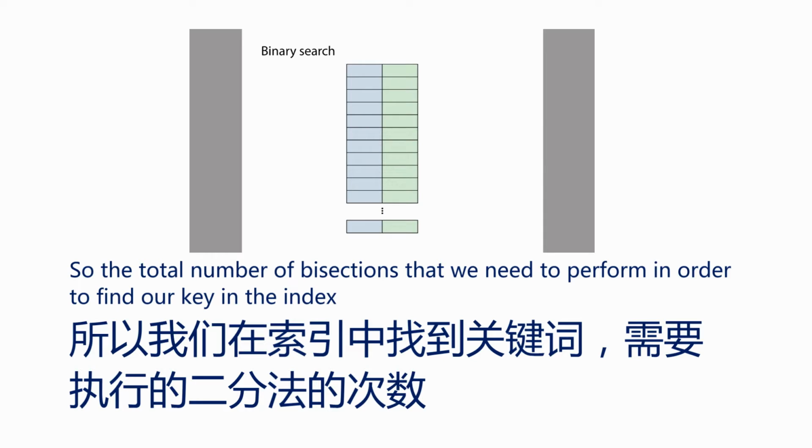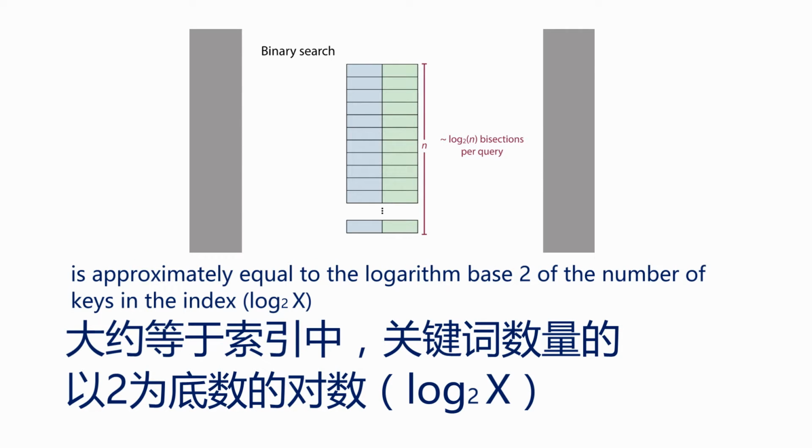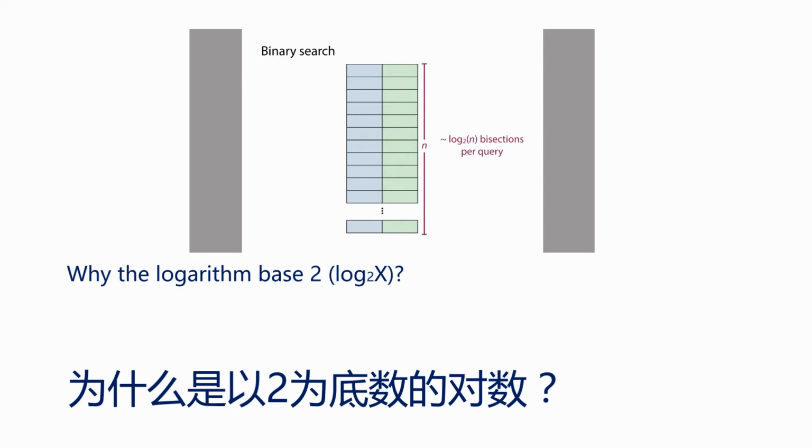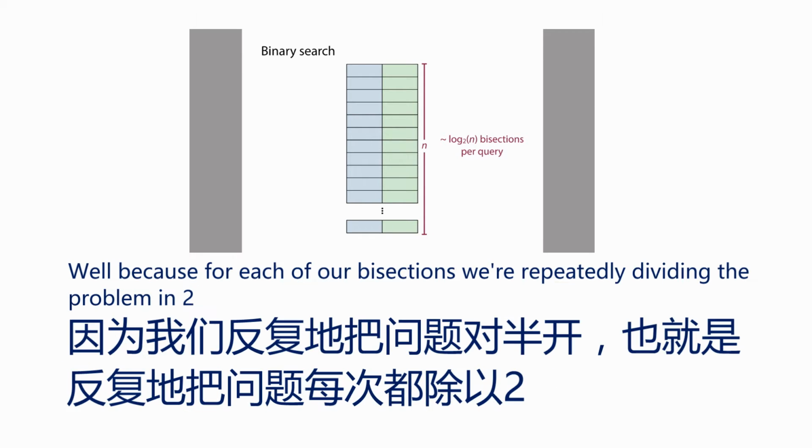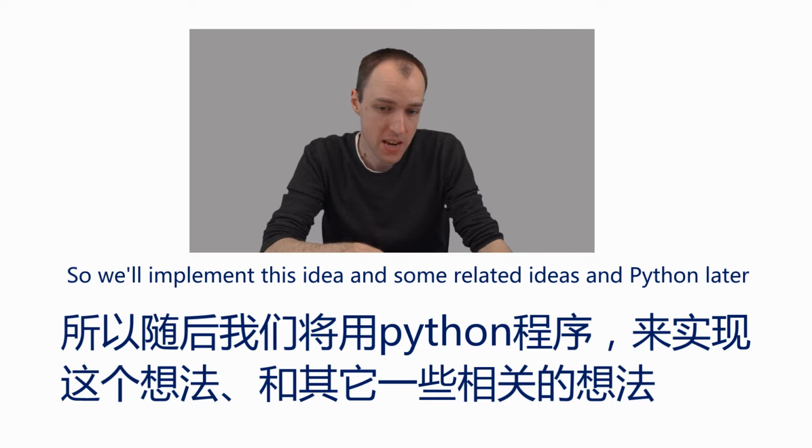So the total number of bisections that we need to perform in order to find our key in the index is approximately equal to the logarithm base 2 of the number of keys in the index. Why the logarithm base 2? Well, because for each of our bisections, we're repeatedly dividing the problem in 2. So we'll implement this idea and some related ideas in Python later.